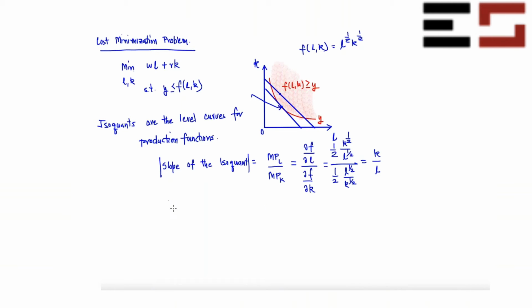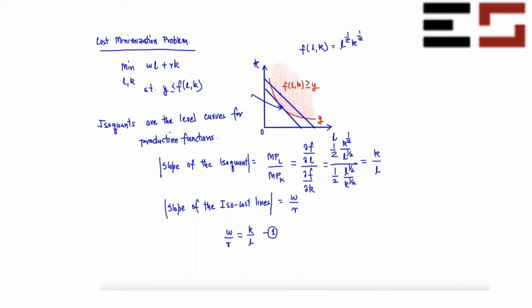And what is the slope of the isocost line? In absolute terms it is W by R. So what is basically true at the solution? The absolute value of the slope of the isocost line is equal to the absolute value of the slope of the isoquant. So you're going to get W by R is equal to K by L. That's the first thing that is true.